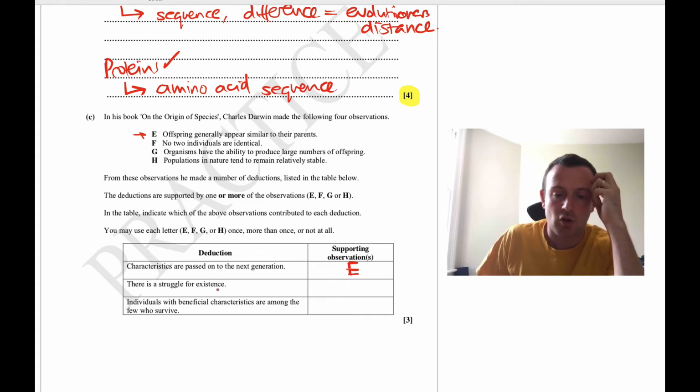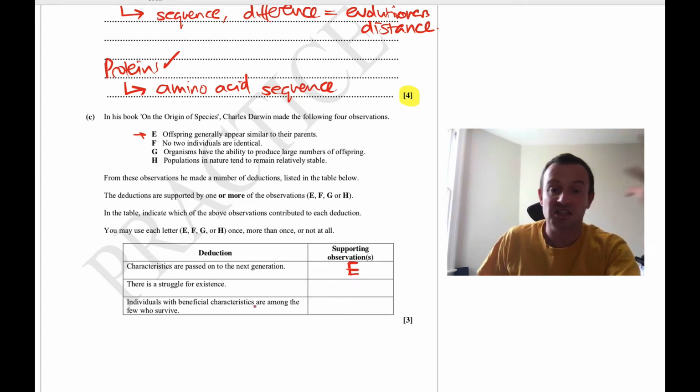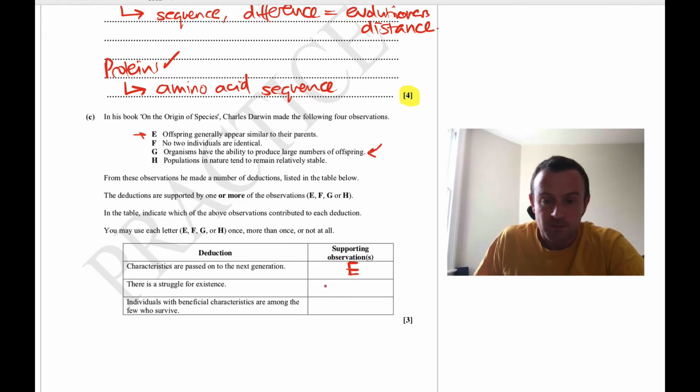Next one, there is a struggle for existence. Not everything can exist. So this is going to be G. Organisms have the ability to produce large numbers of offspring.